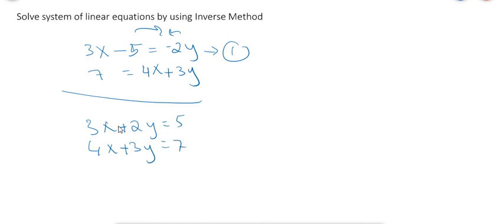It is the same whether we write it on the left hand side or the right hand side. So the matrix A is equal to what? The matrix A will have the coefficients of x, 3 and 4, in the first column, and 2, 3, the coefficients of y, in the second column, and B will be the results 5 and 7.